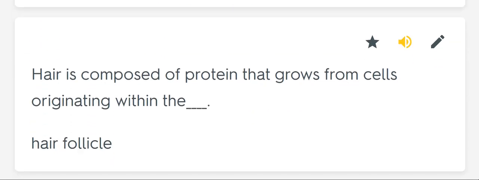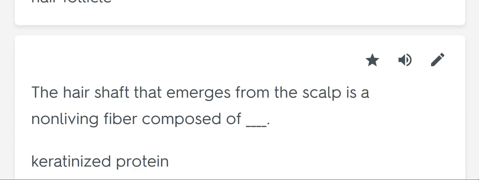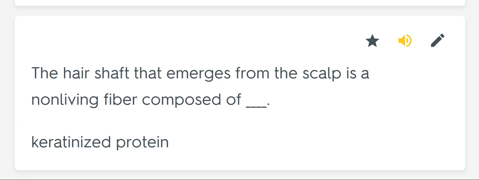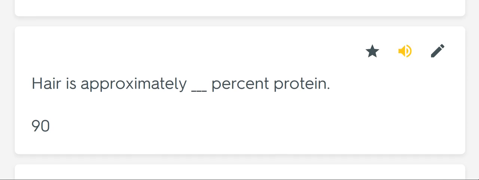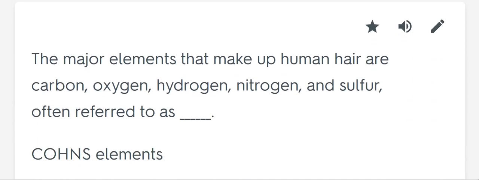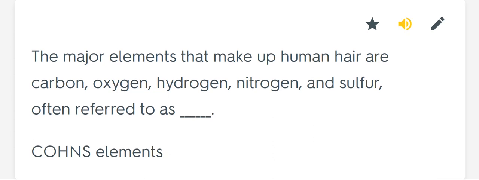Hair is composed of protein that grows from cells originating within the hair follicle. The hair shaft that emerges from the scalp is a non-living fiber composed of keratinized protein. Hair is approximately 90 percent protein. The major elements that make up human hair are carbon, oxygen, hydrogen, nitrogen, and sulfur, often referred to as CHONS elements.